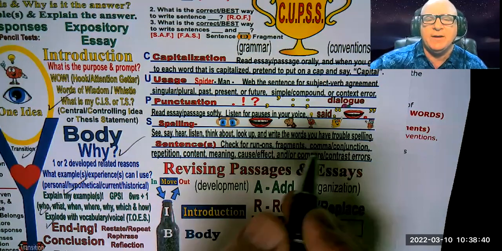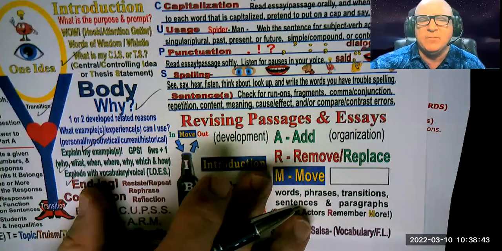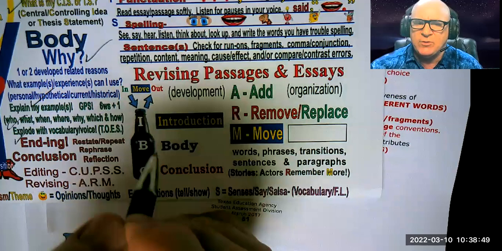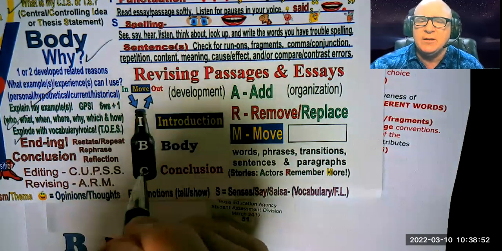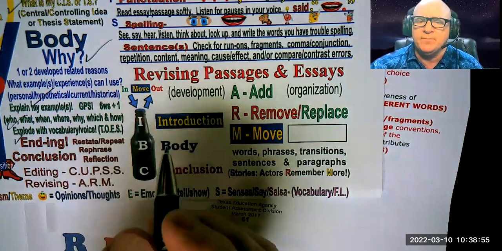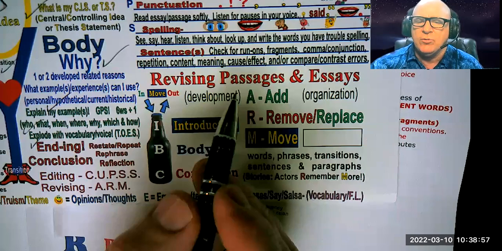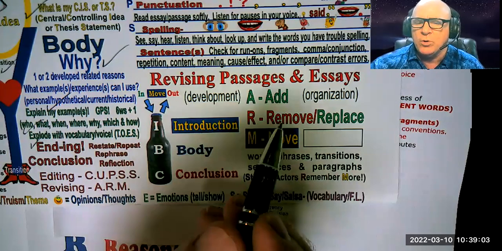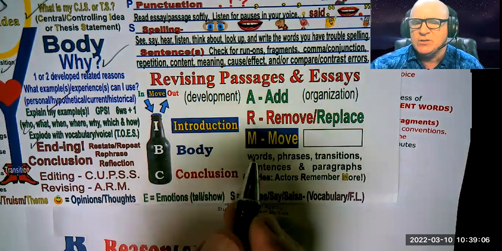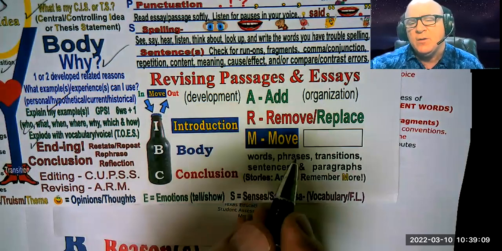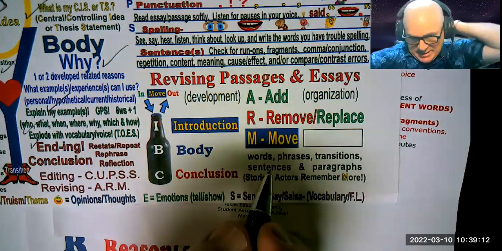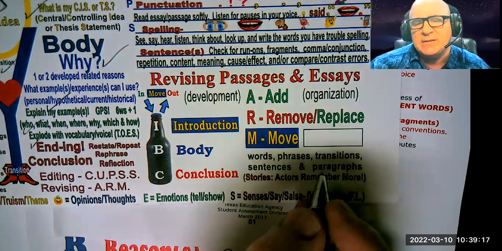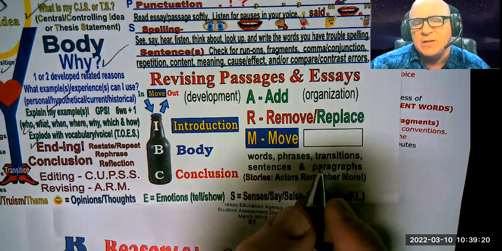When I said revising, that's the organization and development. When your kids finish the essay, the introduction, the body, and the conclusion, IBC root beer, before they turn it in, they might want to use their ARM acronym to add, remove, replace, or move things like word or words, phrases, transitions, sentences. And because it's an essay, if my second reason or my second example is not explained well enough, well, it's better to remove the second example and not replace it, just leave it out.